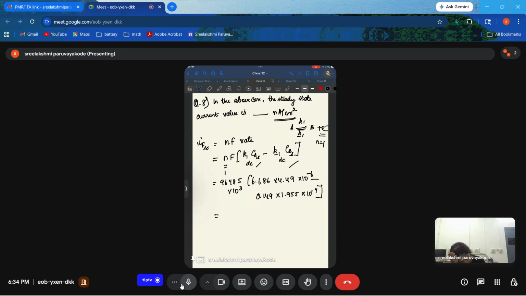So yeah, when I did this, I'm getting 91.59 milliamp per centimeter square as the answer. Okay, 91.59 milliamp per centimeter square. So which is coming in the range told, that is 90 and 95. So my answer should be correct.